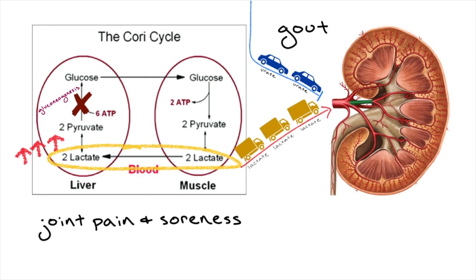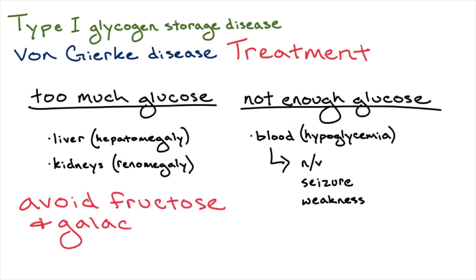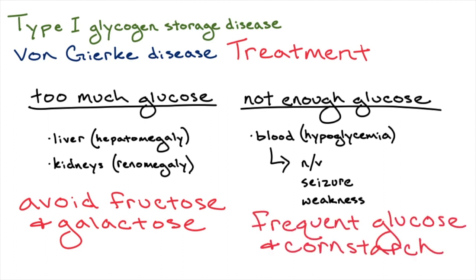So, how do you help your patients with von Gierke? Well, we established that there's too much glycogen stored in the liver and kidneys, so avoid fructose and galactose, which both get metabolized to G6P and would just contribute to the backup. We also noted that there's not enough glucose in the bloodstream, so you can help with that by suggesting that your patients consume frequent glucose and cornstarch as a steady supply of immediately accessible energy absorbed directly into the bloodstream from the gut.